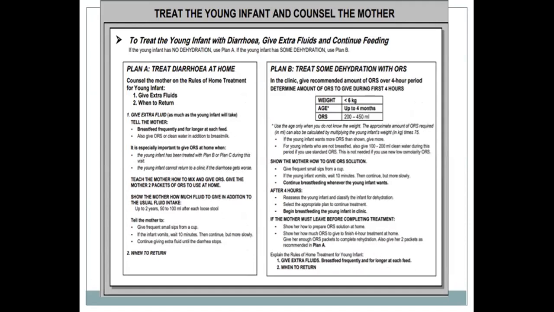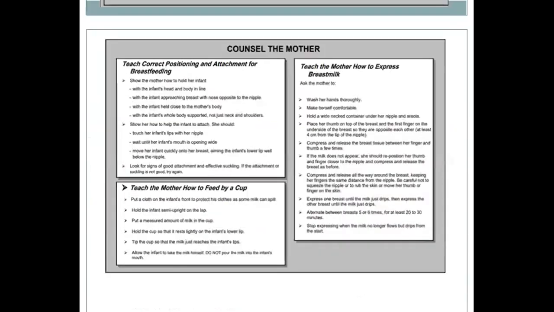When the child has some dehydration, Plan B is followed, which includes giving the recommended amount of ORS in the clinic over a 4-hour period. Determine the amount of ORS to give during the first 4 hours and show the mother how to give it. After 4 hours, reassess the child and classify the infant for dehydration. Begin breastfeeding the young infant in the clinic. If the mother must leave before completing treatment, show her how to prepare ORS at home and continue. Explain the rules of home treatment for the young infant.